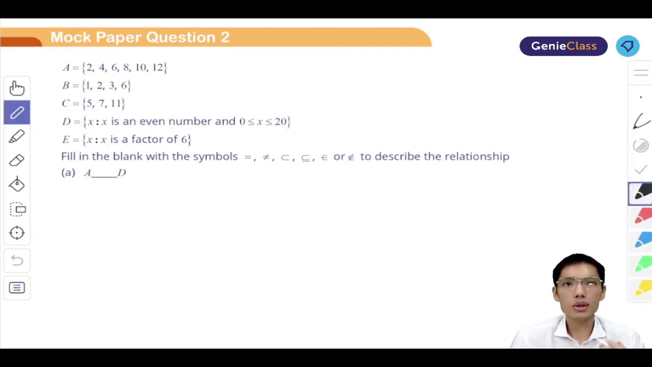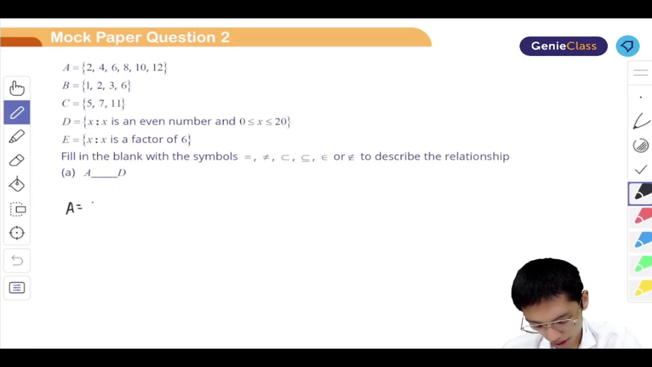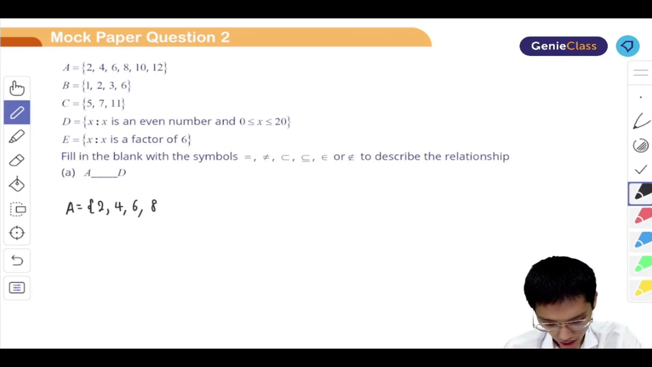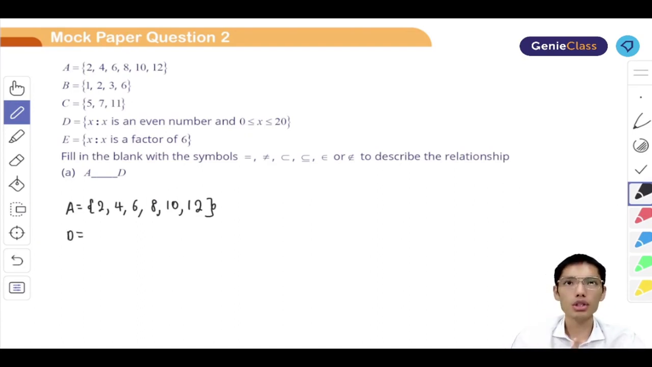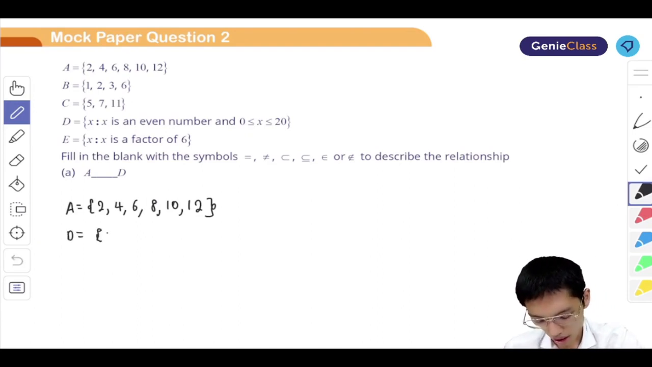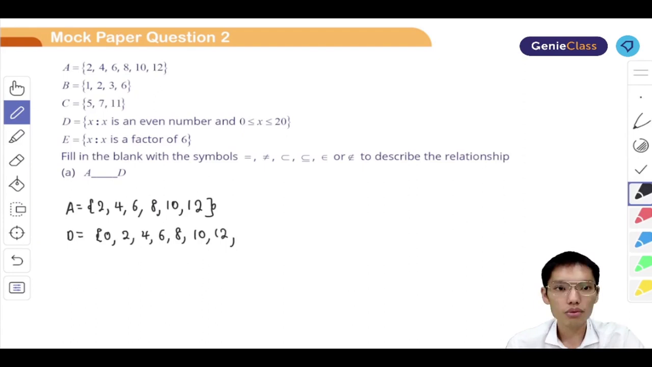First things first, we list down the elements. A we know is this. Let's list down the elements first: 2, 4, 6, 8, 10, 12. And D, what is D over here? We answered it from the previous question 1. So let me write everything down: 0, 2, 4, 6, 8, 10, 12, and we carry on all the way to 20. Just give me a while to write everything down.